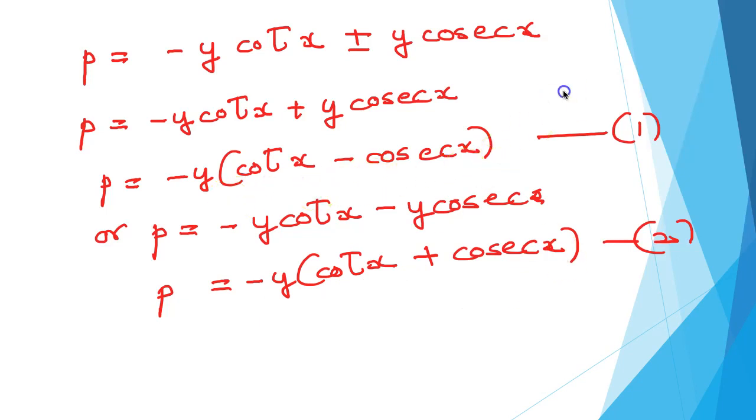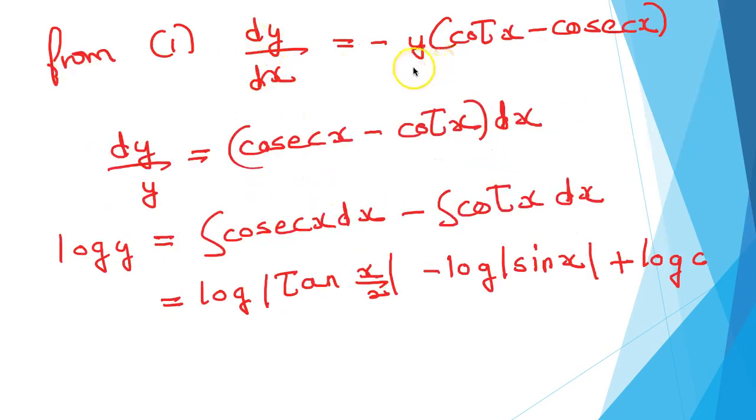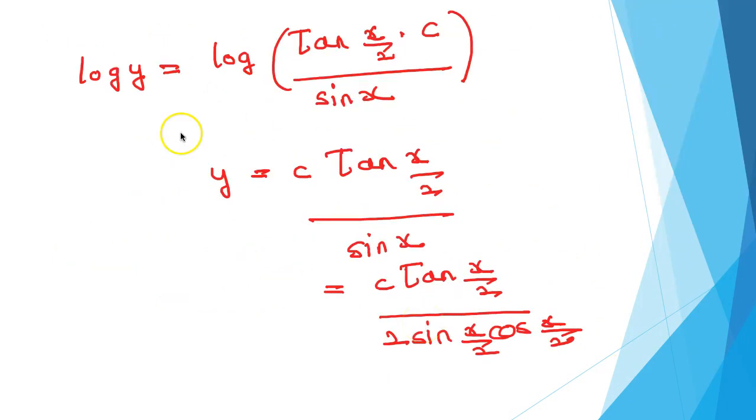Now coming to the first equation, we get dy by dx equal to minus y into (cot x minus cosec x). What did we do here? We substituted for p. We do variable separable, so dy by y equal to (cosec x minus cot x) dx. And now we integrate, so integral dy by y is log y. What is integral cosec x? Log mod tan x by 2. Integral cot x is log mod sin x. And everywhere we have log, we take it as plus log c. So we get log y equal to log of c tan x by 2 by sin x.